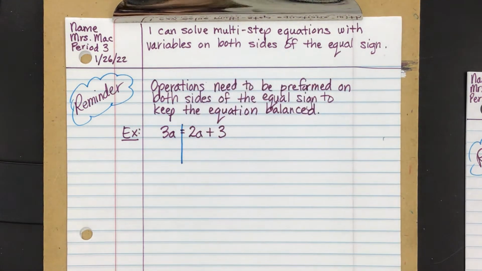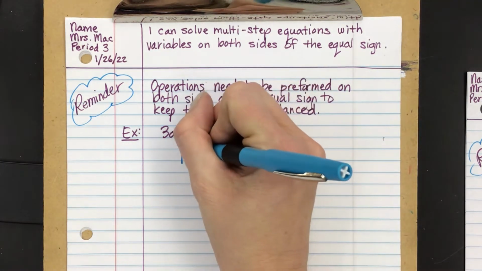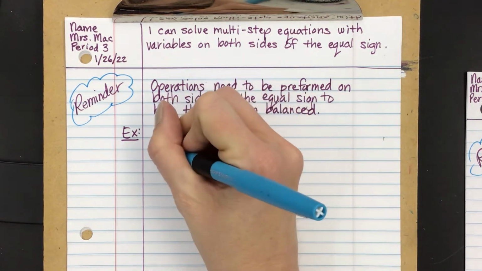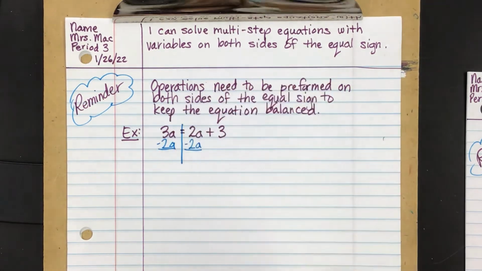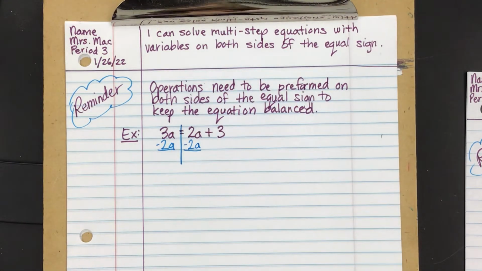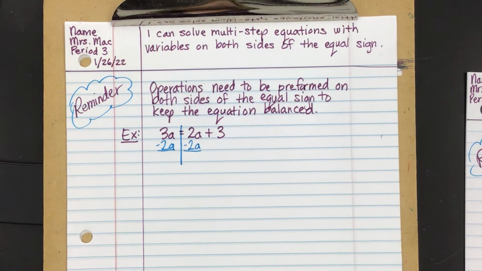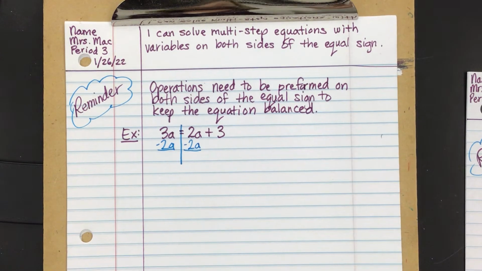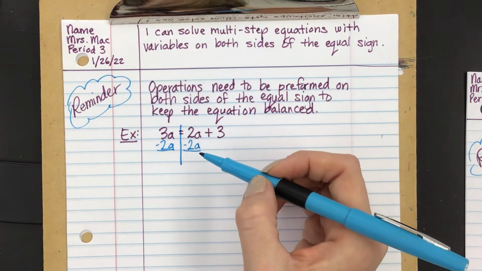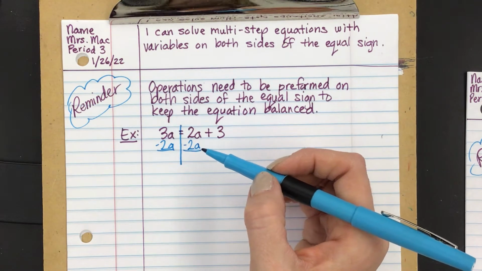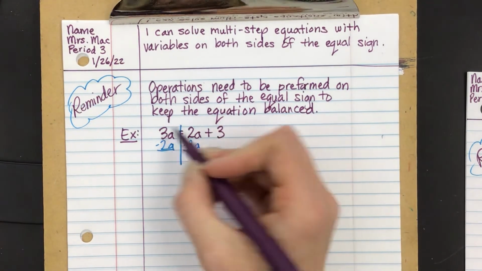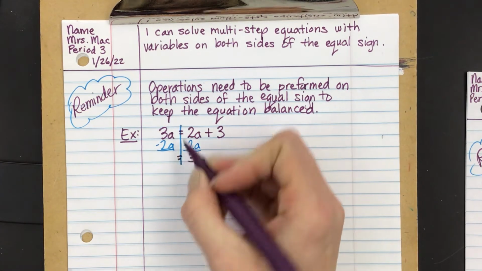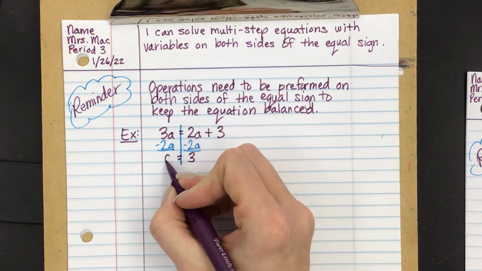All right, so what I'm going to do is subtract the whole thing, including the variable, 2a from both sides. Okay, so far we've only ever done it with numbers, but there's no reason why we can't subtract variables as well, as long as we're doing the same thing to both sides. Okay, and then what happens is 2a minus 2a is 0. That completely cancels out. And what you're left with is 3 over here. Then 3a minus 2a is just a.